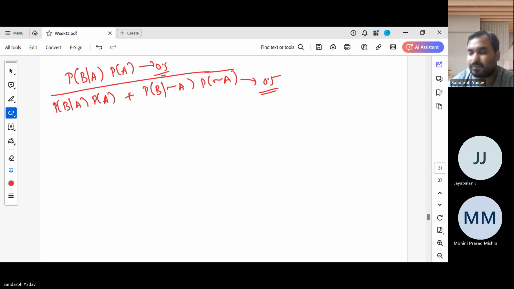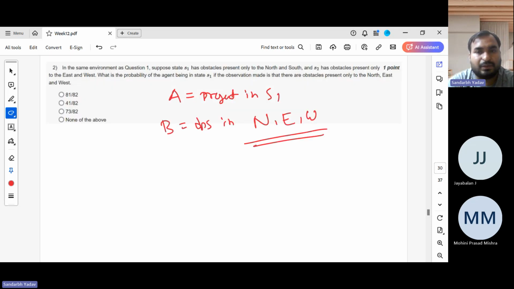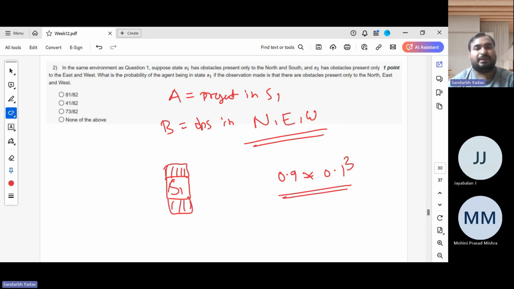Now if we are in S1, what is the probability that we see obstacles in north, east, and west? S1 had obstacles in north and south. North, there is an obstacle and we want it, so 0.9. East, there is no obstacle and we want an obstacle in east, so it should be 0.1. West, there is no obstacle, but we want an obstacle, so again 0.1 here also. South, there is an obstacle, but we don't want an obstacle in south, so it should be 0.1 here also. So this is the probability of the numerator.